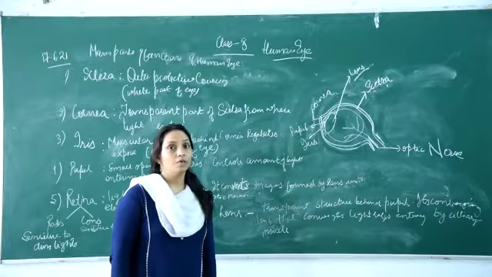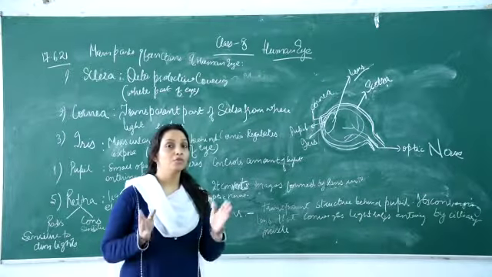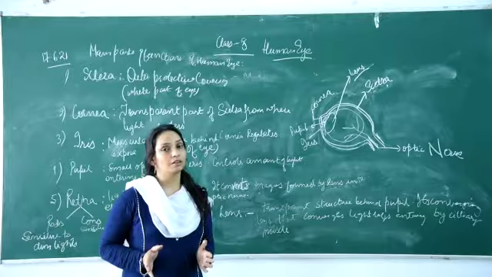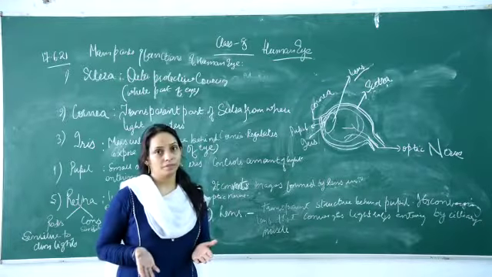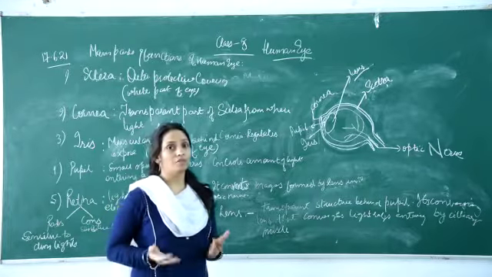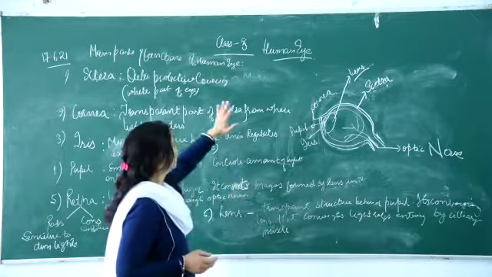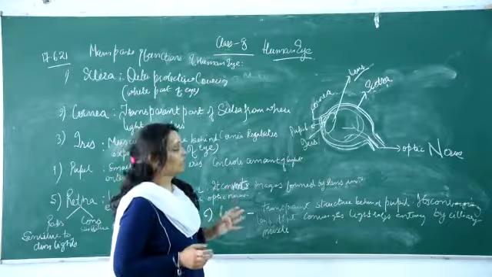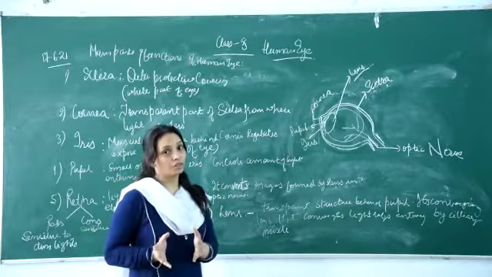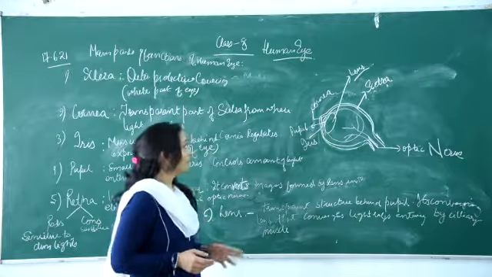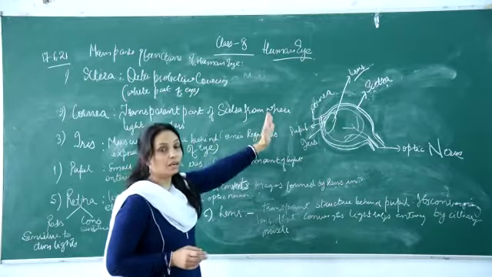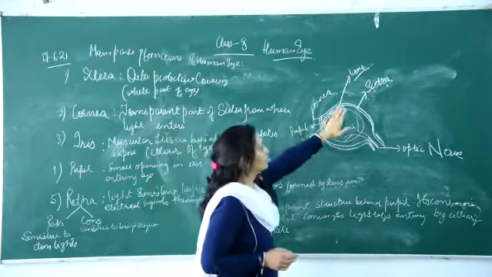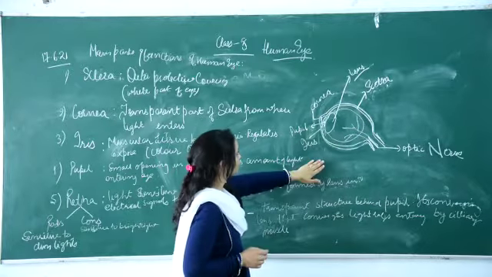Human eye, the most important, most delicate, most sensitive part of the human body. It is the most sensitive organ of our body. So in this class, we will be discussing the various important functions of our eye and their positions. This is the structure of the human eye.